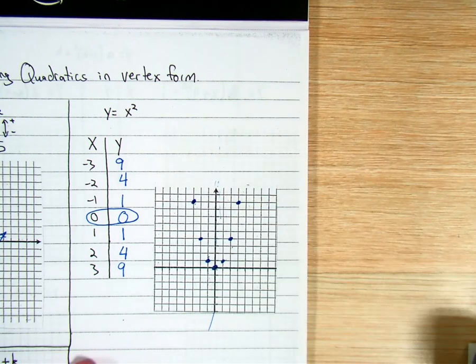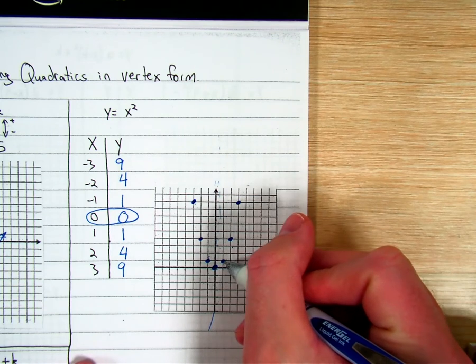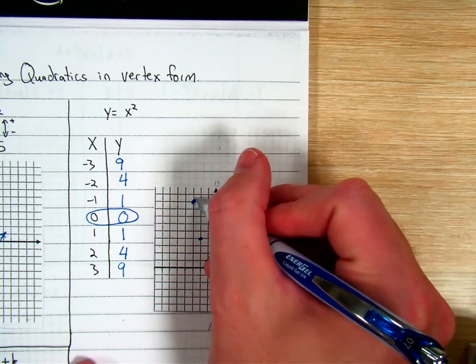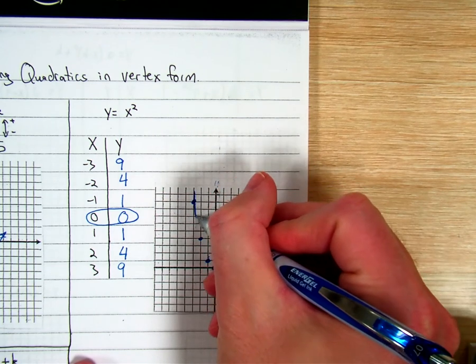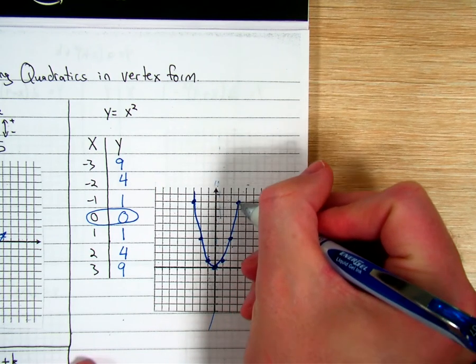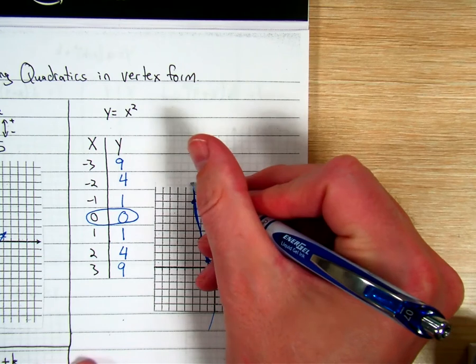You should also see that we're not going up by the same amount every time. From here to here was 1. Here to here is 3, and here to here is 5. So it's not going to be like a line. It's going to be curved, and it's going to get gradually steeper as we go.